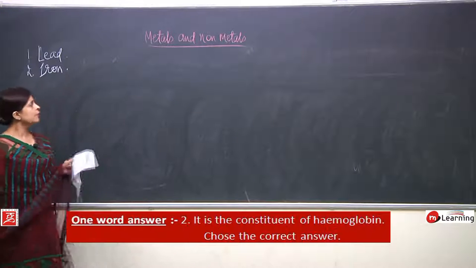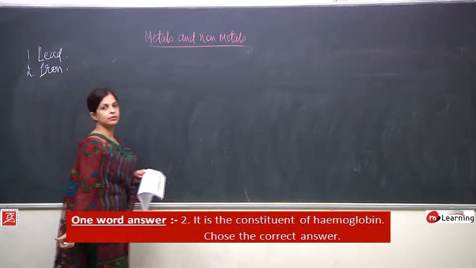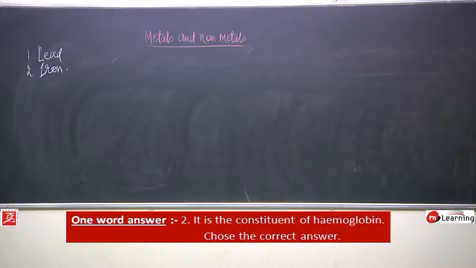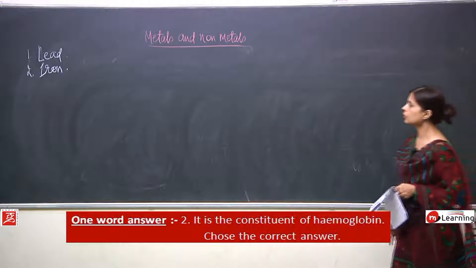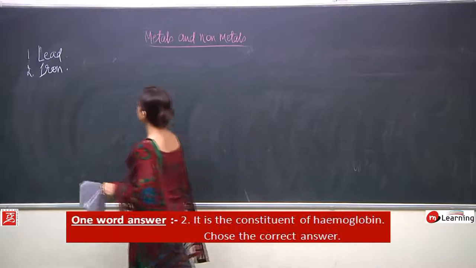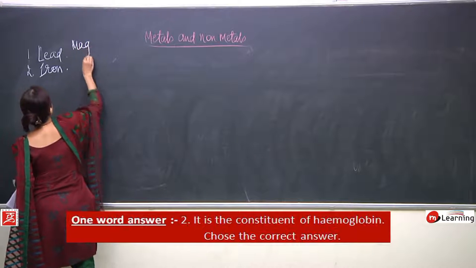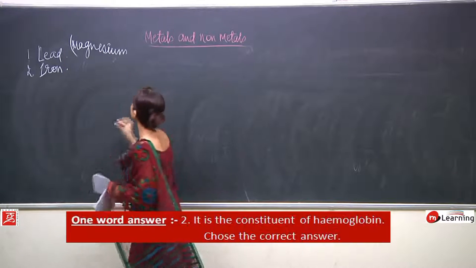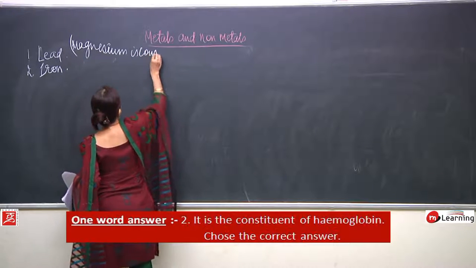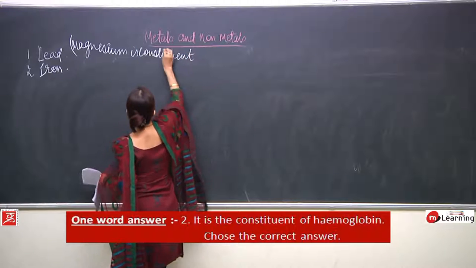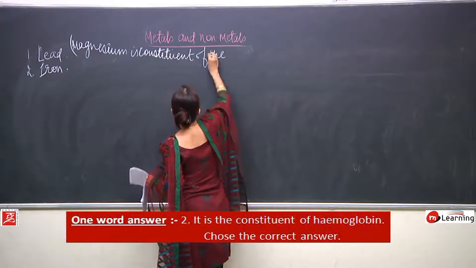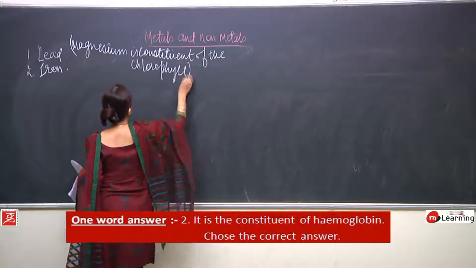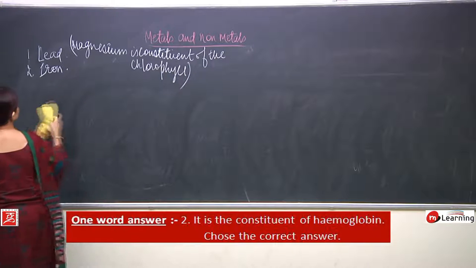One more thing here: I have written what is the constituent of hemoglobin. Now let me know, what is the constituent of chlorophyll? It is not given, so I am not writing it over here, but I can write it rather. I have discussed this, magnesium. Even this can be asked, you should know this. Magnesium is the constituent of the chlorophyll.